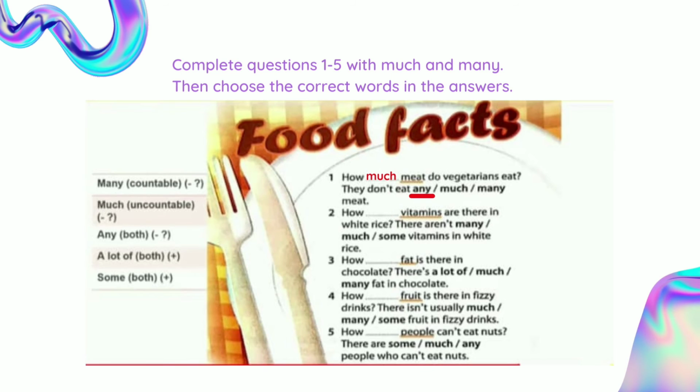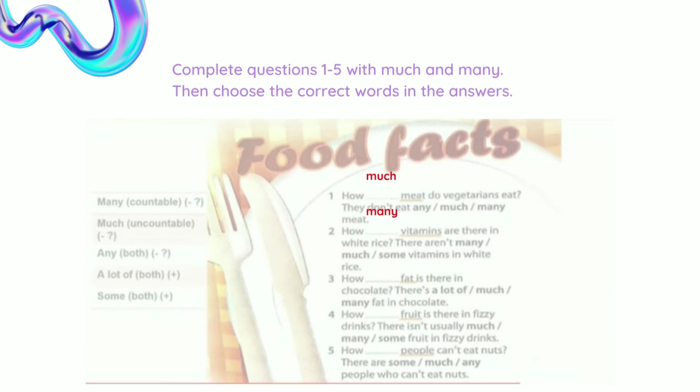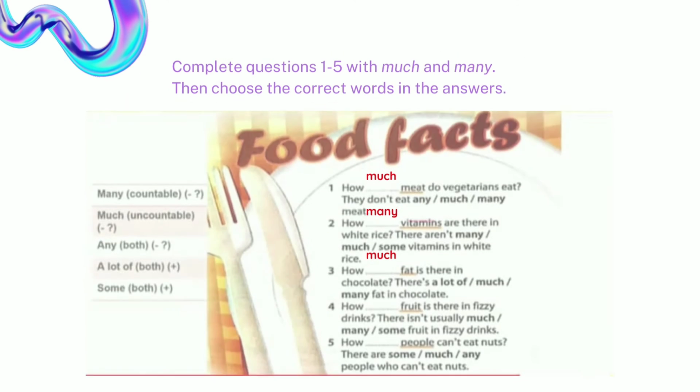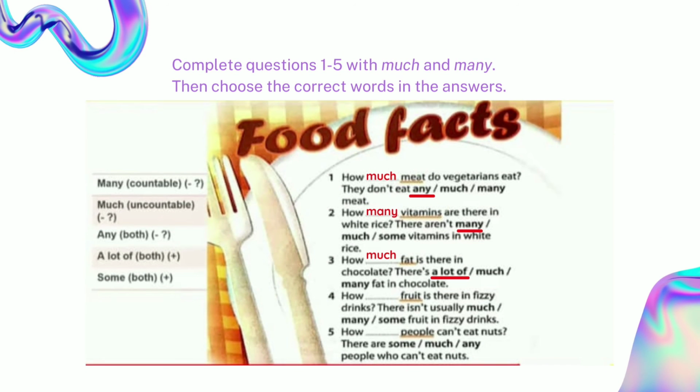Number 2. Vitamins. Vitamins are countable. The answer is many. How many vitamins are there in white rice? There aren't many vitamins in white rice. Number 3. Fat. Fat is uncountable. The answer is much. How much fat is there in chocolate? There's a lot of fat in chocolate.